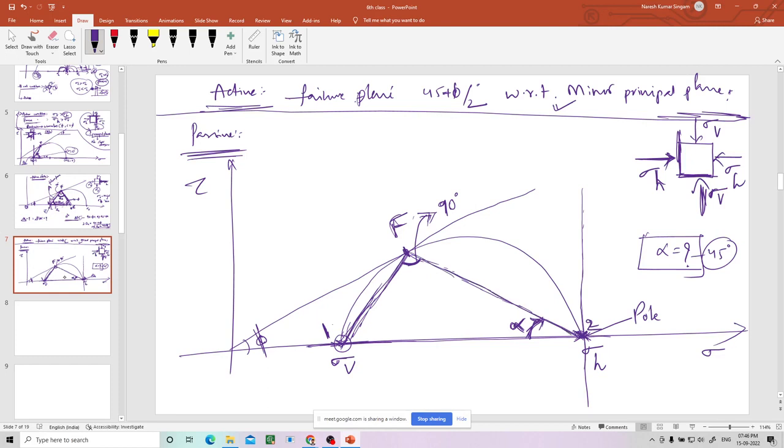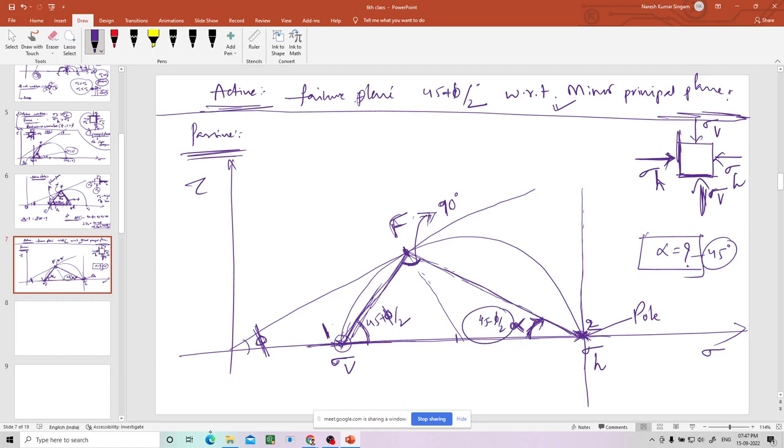It is simple. See, this is phi, we already found out what this is. This is 45 plus phi by 2 in the trigonometry, this angle, right? If this is the center, we already found out what this is, 45 plus phi by 2. Now in this big triangle, this is 90, this is 45 plus phi by 2, so this will be exactly 45 minus phi by 2, right?